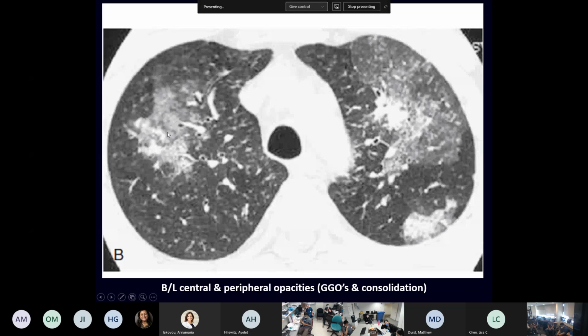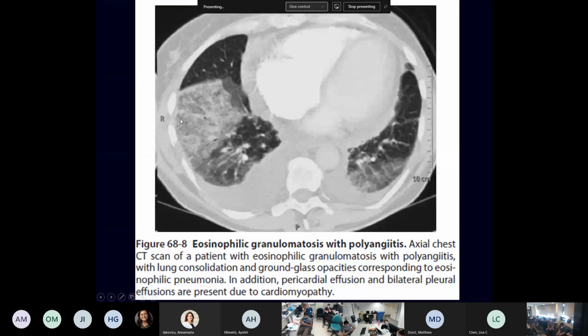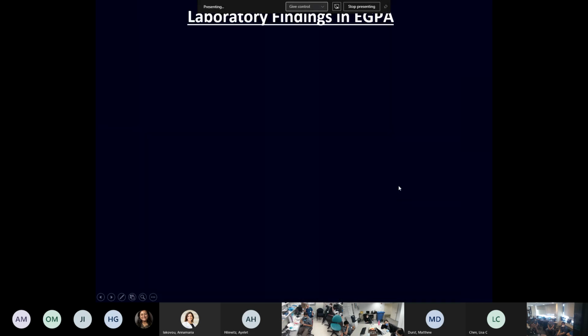But you can also get central opacities. Again, here you see a patient with opacities extending from the periphery to the near center, but the center is very spared. Interestingly here, this patient also has a pericardial effusion and also has pleural effusions. What are the lab findings?